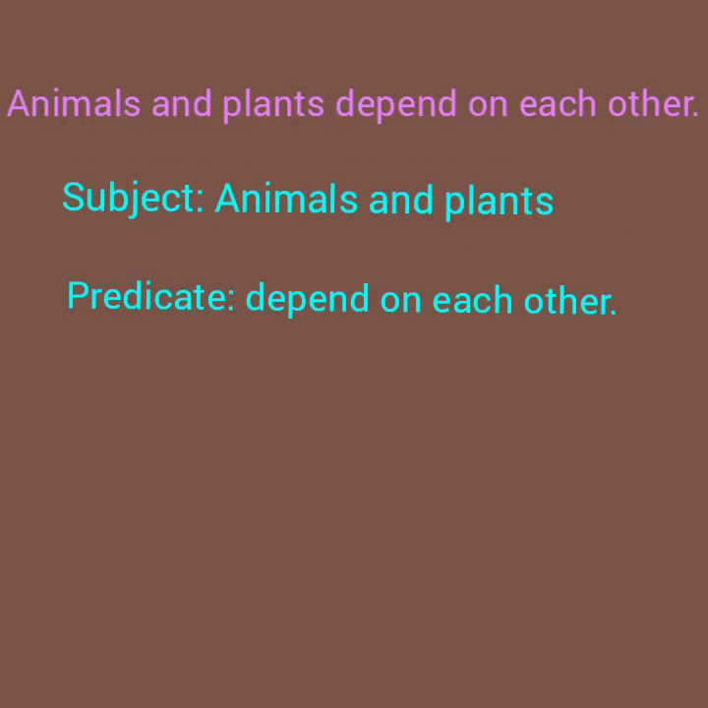The next sentence is animals and plants depend on each other. We are going to find out the subject and predicate of the sentence again. Please remember that the words which come before the verb will be known as the subject. In this sentence, the verb is depend, and the words which come before the verb are animals and plants. So the subject will be animals and plants. And the predicate will be depend on each other.